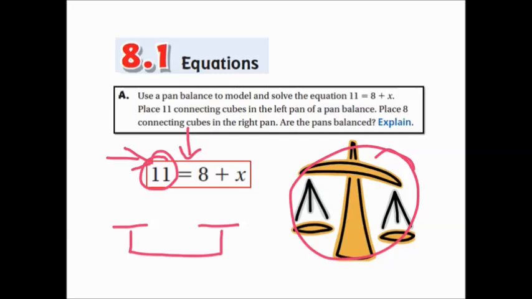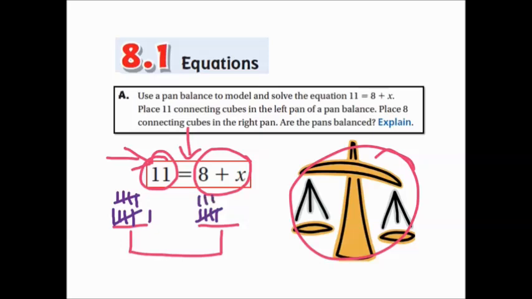One side would have 11 on it, and the other side would have 8 plus x. Now, x can be thought of as a blank. That's the amount that we don't know yet. So I'm going to put 11 on this side: 1, 2, 3, 4, 5, 6, 7, 8, 9, 10, 11. I'm going to put 8 on this side: 1, 2, 3, 4, 5, 6, 7, 8.